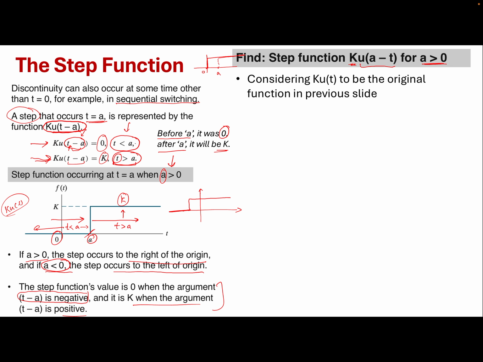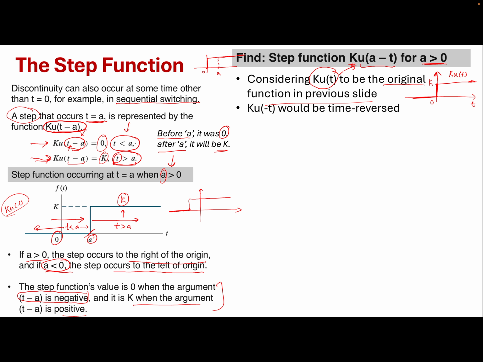So I'm going to start by considering the same function K u of t to be the original function, as we discussed in the previous slide, which was 0 like this, and then a jump at t equal to 0, and then goes all the way to K, right? So this was K, this was 0, and this was time. This was K u of t. So assuming this function, I want to get to what K u of a minus t looks like. The very first thing that I'm going to do is time reverse it.